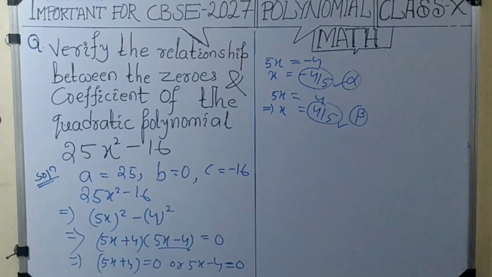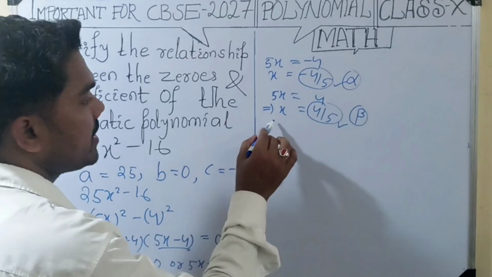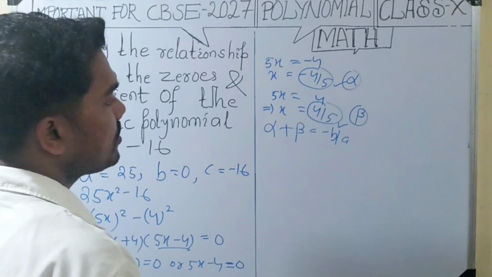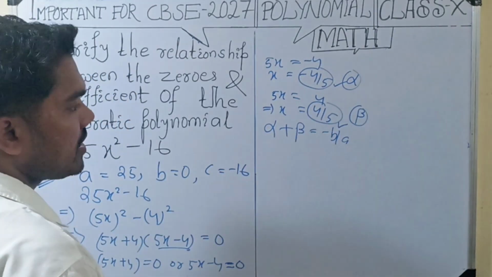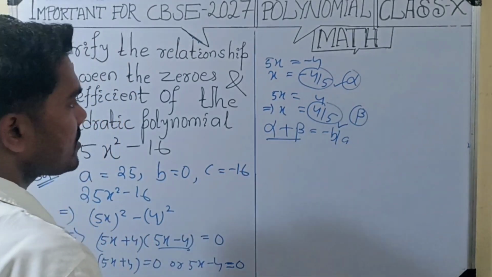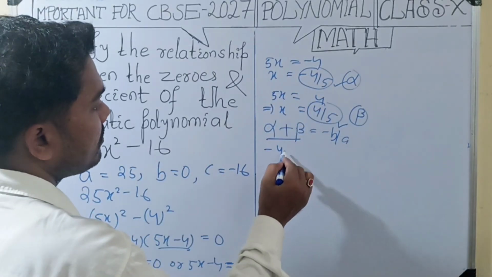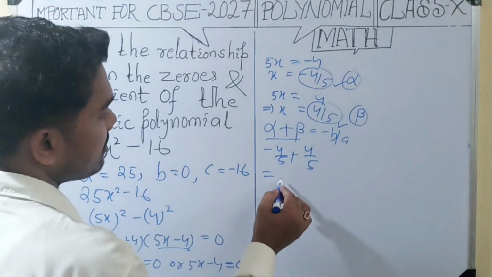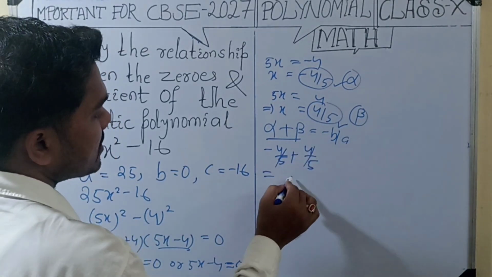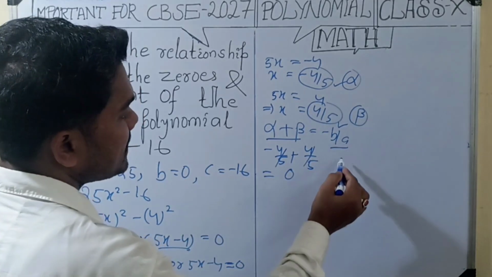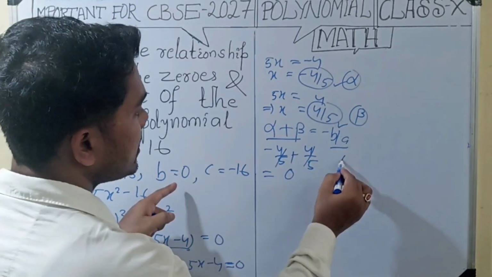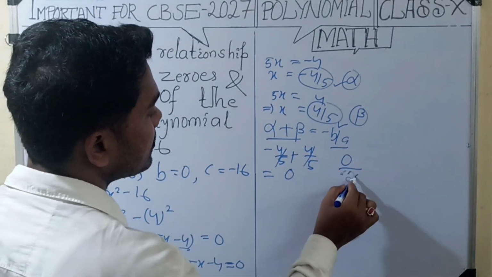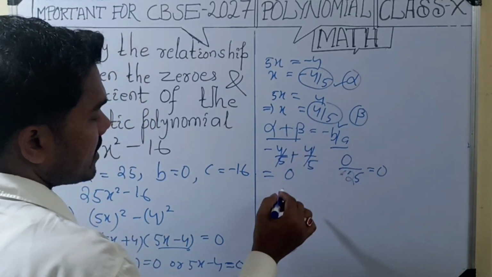Okay, so the relationship between zeros and coefficients, students, is that alpha plus beta is equal to minus b by a, and you have to verify it. To prove this, the LHS, alpha plus beta, is minus 4 by 5 plus 4 by 5. When you add this, plus 4 by 5 minus 4 by 5 will cancel out, and the result is 0. And the RHS, minus b by a: b is 0, so that is 0 by 25, which is also 0. So LHS is equal to RHS.